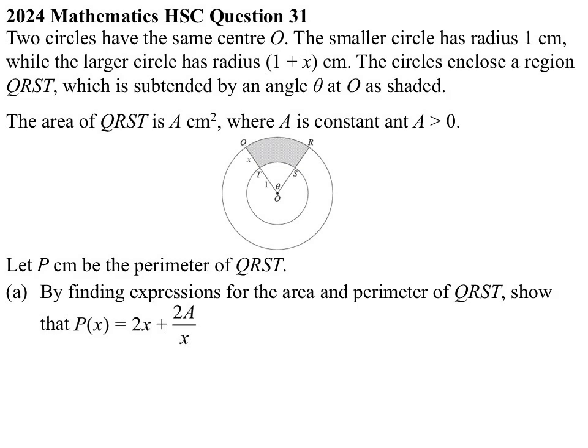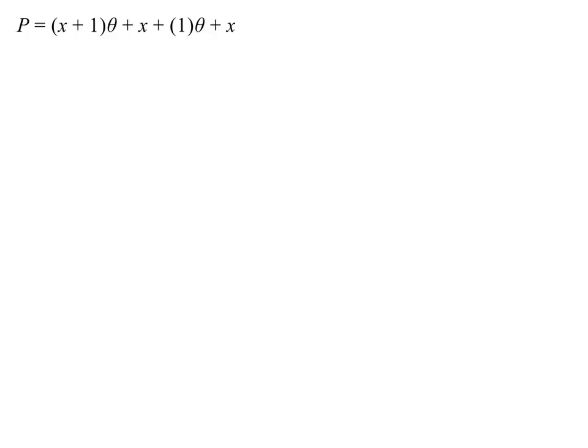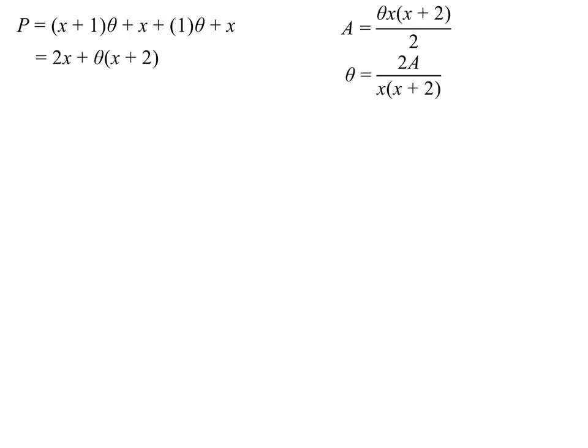Okay, so the area would be the larger sector, which had a radius of x plus 1, minus the smaller sector. Playing around with all that, they get theta x, x plus 2 on 2. Well, there's no mention of theta in what I'm trying to show, so I guess that's what we want to make the subject of the other one, so we can get something that substitutes in. Now let's play around with it. Perimeter equals, there we go. Alright, there we go. I've got theta as the subject. Theta is 2a on x plus 2. Substitute it into my perimeter formula, and it all drops out nicely. And we get 2x plus twice the area over x.